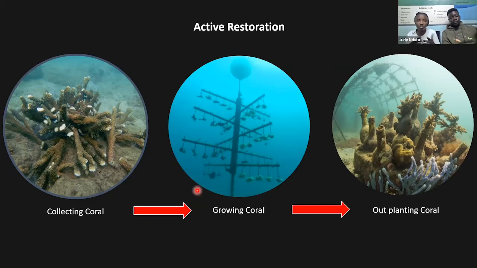So after these corals have been grown, we grow them for about 6 months to a year, depending on the coral species. And then we outplant them onto our artificial reefs. So the idea of having artificial reefs is to ensure that these corals have a hard substrate to attach on. So we'll see more on these artificial reefs as we go on.